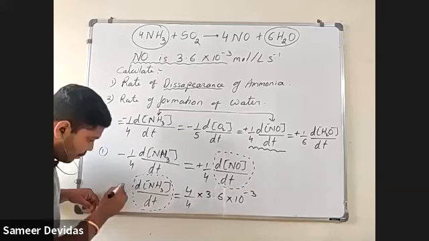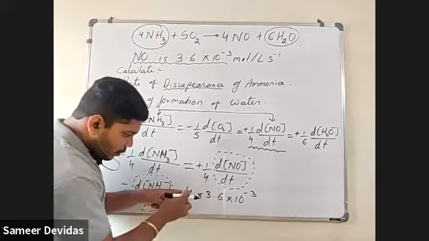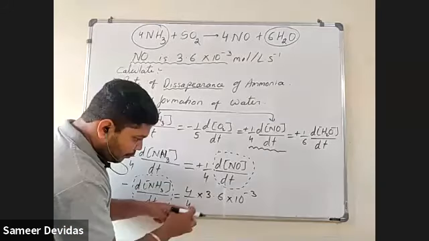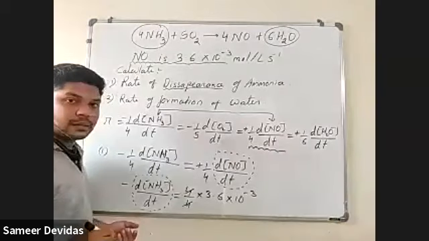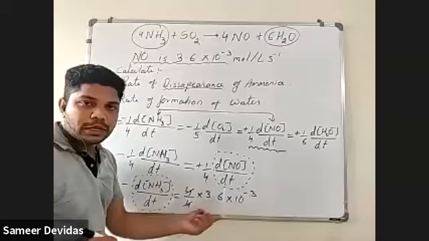The disappearance means the minus sign will remain as it is with this. So 4 upon 4 into this, 4 upon 4 you can directly cancel. So what is remaining? 3.6 into 10 raised to minus 3.